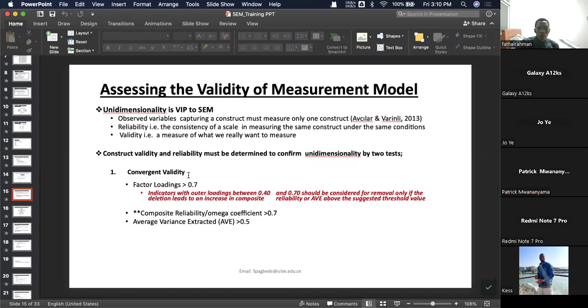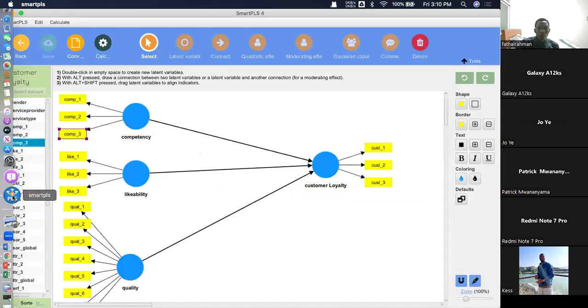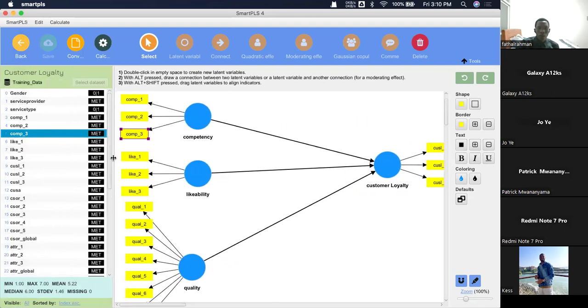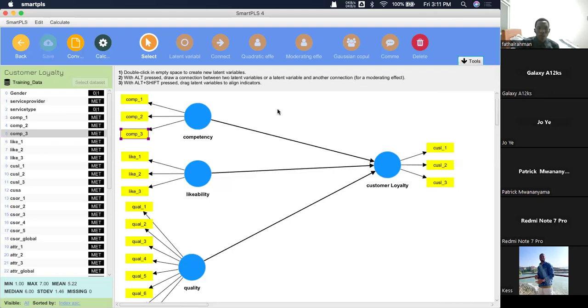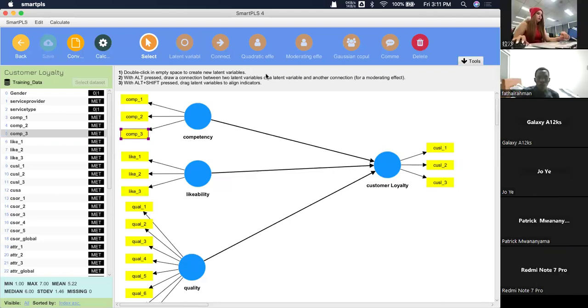We're under convergent validity. Please, let's all go back to our PLS software. Are we all there? Yes. Okay, if we are there, we are going to run our first analysis. And to do that, if you're there on your PLS analysis, go to Calculate. Can you see Calculate on the ribbon where my cursor is? Yes. Then good. Click on it.